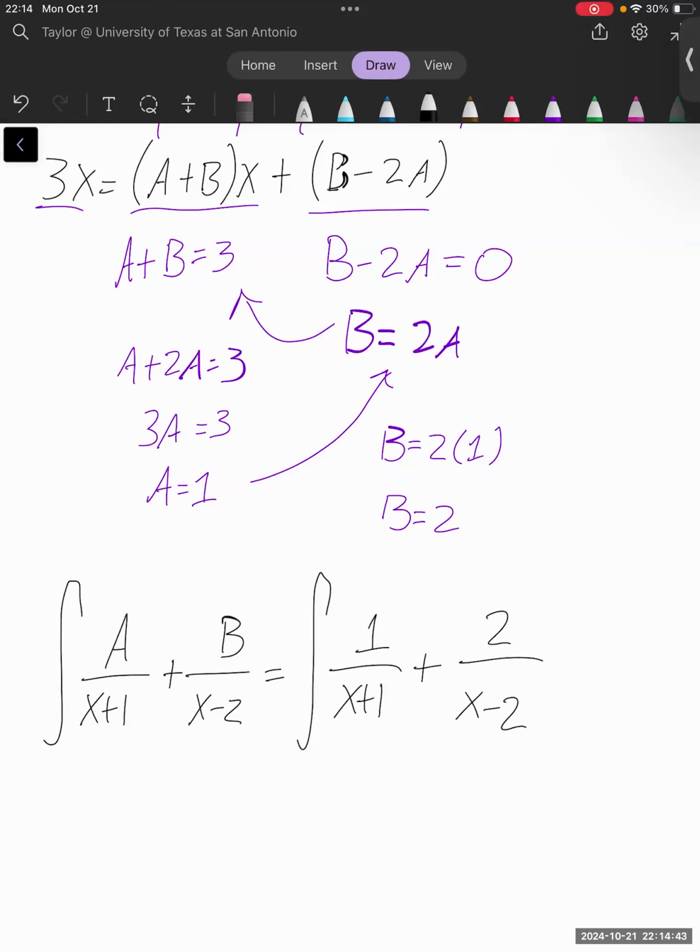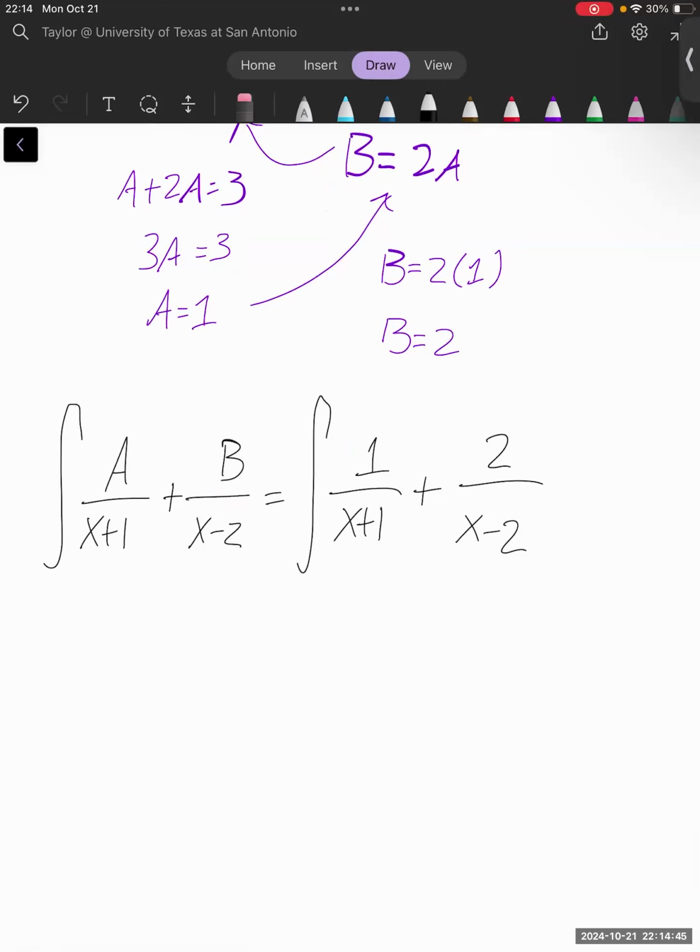And then from here, we should know how to integrate this. So carrying this integral out, we get natural log of x plus 1, plus 2 natural log of x minus 2, plus c. I don't need this integral sign anymore.